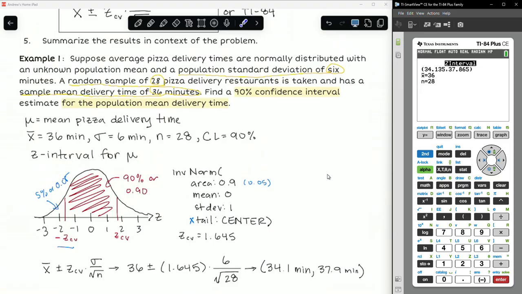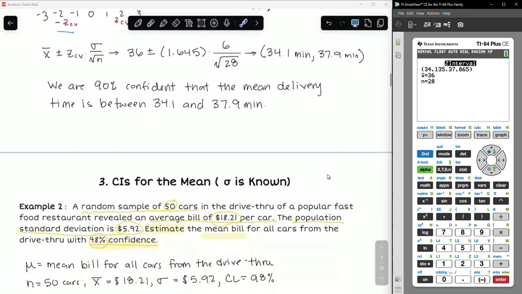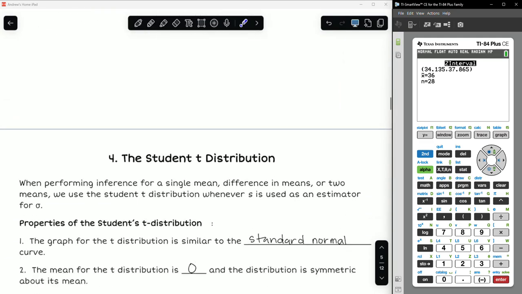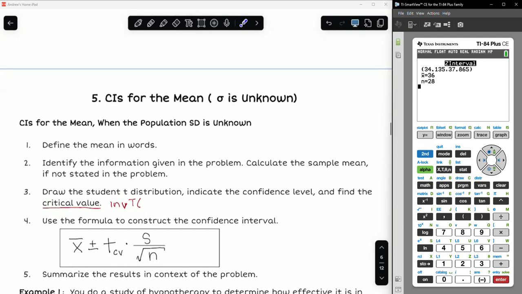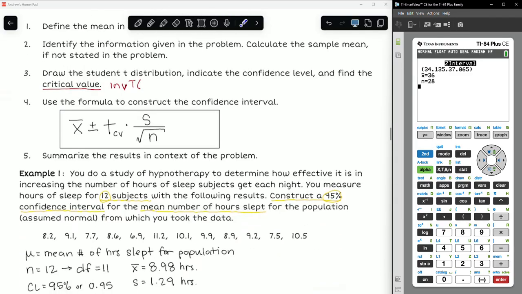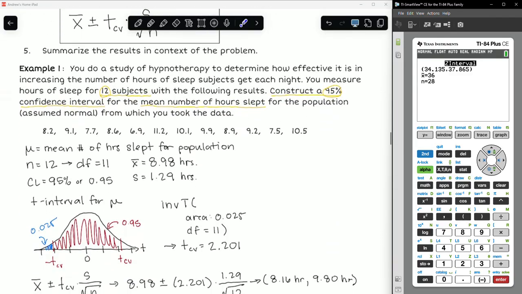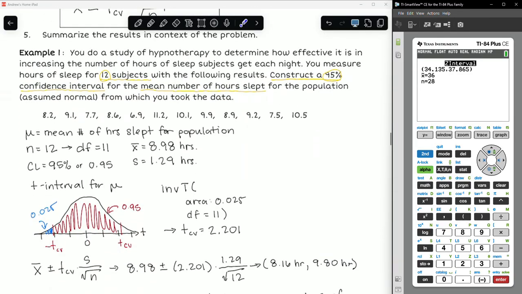Let's go ahead and try another example where we had some raw data. And that was down here when we were estimating a mean and we didn't have a population standard deviation. So this was the first example for our T distribution confidence intervals. So we were studying the number of hours of sleep for people who were undergoing hypnotherapy. In this case, I have a list of raw data.